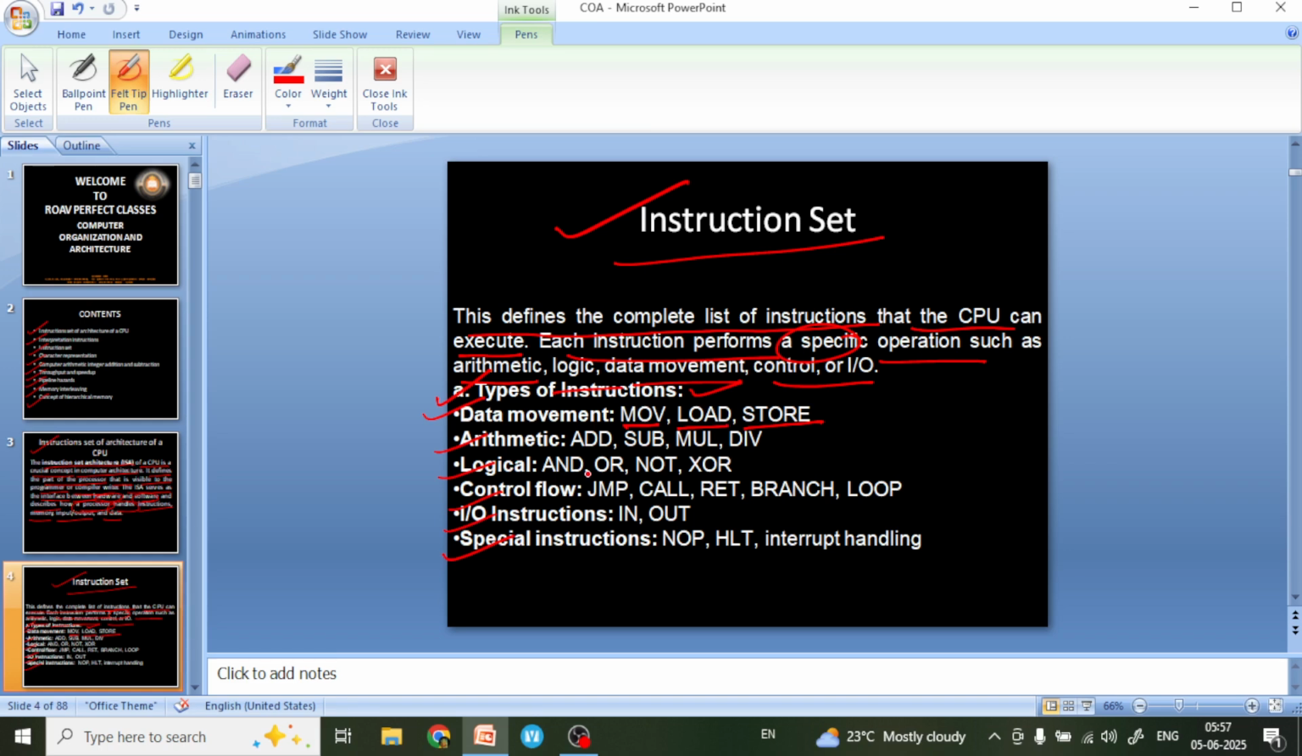In logical we use AND, OR, NOT, XOR, and in control flow we will use JMP, CALL, RET, BRANCH, LOOP. In input output instructions we will use IN or OUT. Special instructions are NOP, HLT, and interrupt handling. All these are the types of instructions which are used in the instruction set.